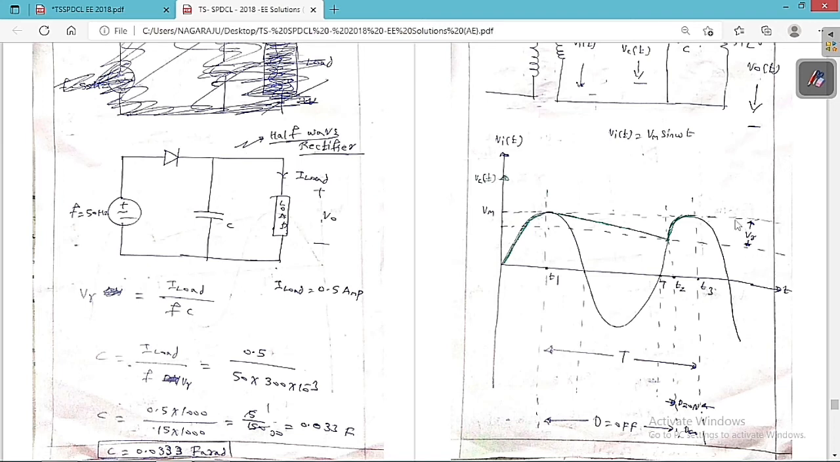You can see clearly there is a small amount of ripple. This is called VR, the ripple in the output voltage. You can see the maximum and minimum values of the voltage have some ripple. So from T1 to T2, as I always tell you, the diode is off, so the capacitor is discharging its energy to the load. From T2 to T3, the diode is on, so the capacitor is getting charged.